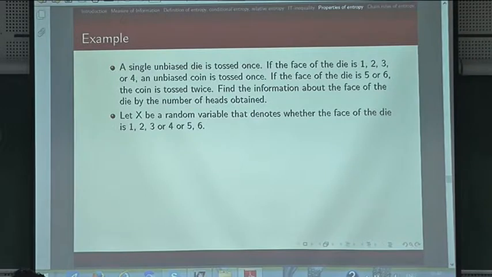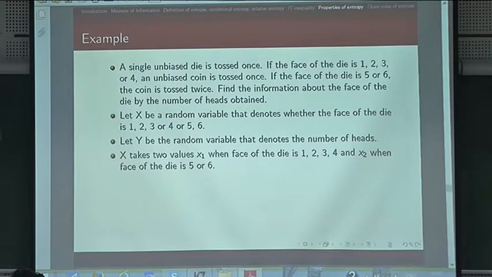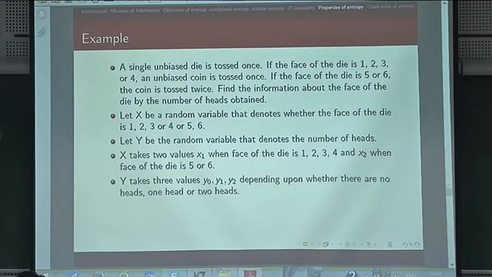Let X be the random variable that denotes the face of the die, and let Y denote the number of heads. What values can X take? It can take only 2 values: x1 when the face of the die is 1, 2, 3, 4 and x2 when the face of the die is 5 or 6, because the outcomes are different only for these two situations. Y takes 3 values, y0, y1, y2, depending on whether there are no heads, one head or two heads. How can there be no heads? Both times it is tails. And of course remember that in the first case the coin is tossed only once.